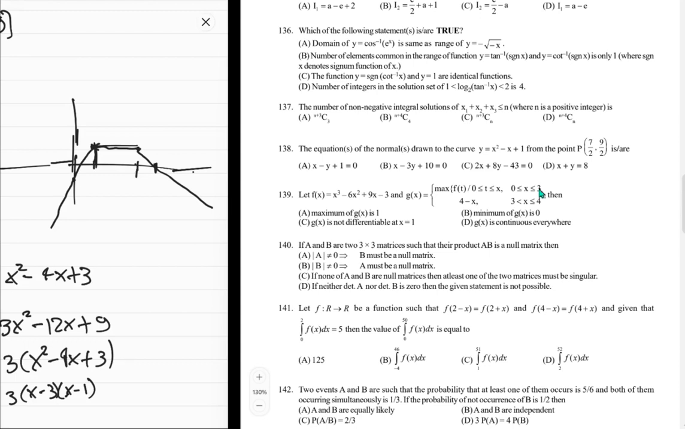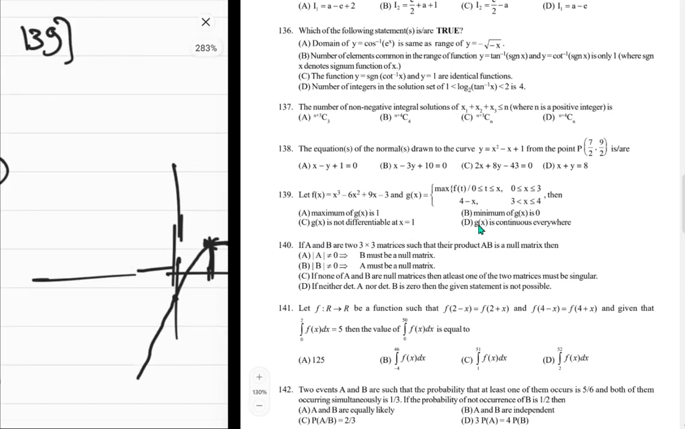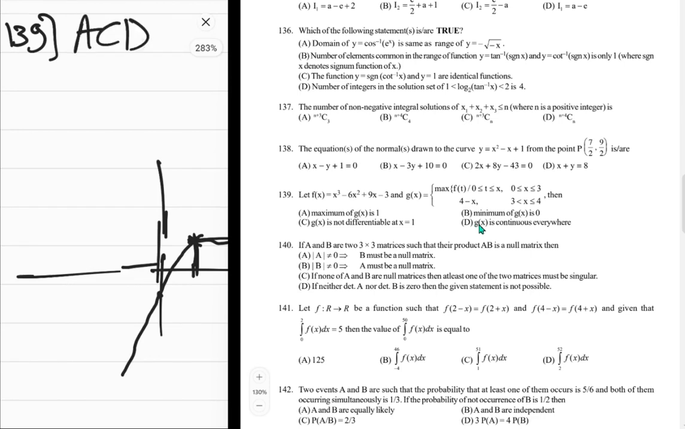No, it's not correct. G of x is not differentiable at x equal to 1. Yeah, that's correct. G of x is continuous everywhere. That's also correct. So A, C, and D. Let's go to 140.